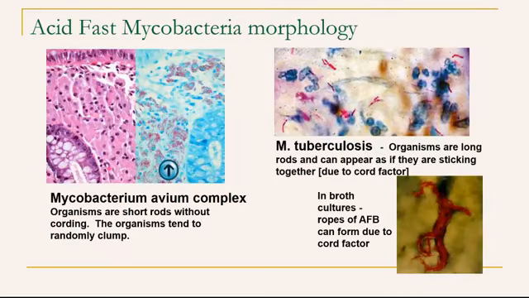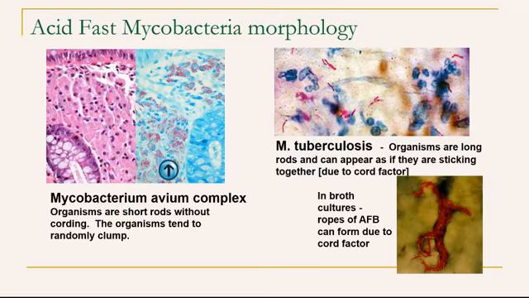We also can pay attention to the morphology of the organism when looking at AFB stains. Not all of them have a unique morphology, but the two main ones that we look for morphology would be Mycobacterium avium complex and TB. On the left-hand side is what Mycobacterium avium complex looks like on a slide. The organisms are short rods. There's no cording. They just appear in random groups. They don't appear to be stuck together. They're just grouping.